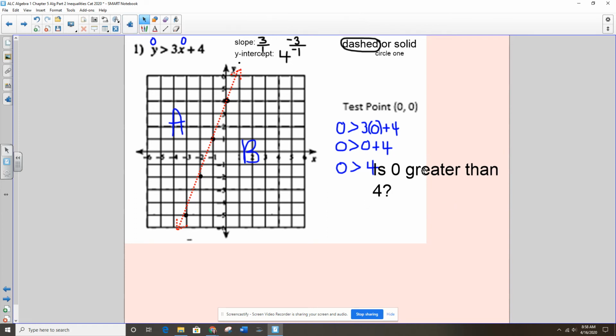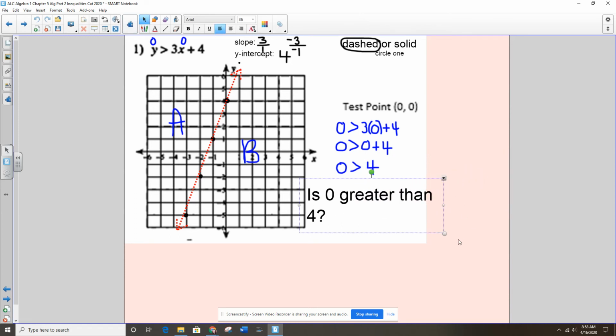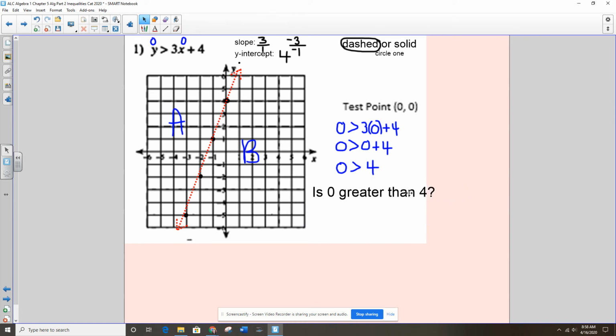So we just built ourselves a true-false question. If it's true, then we shade where 0, 0 is, and if it's not, we avoid 0, 0. At this point I almost said like the plague, but these days we don't make jokes about the plague. So is 0 greater than 4? No, it's not. So this isn't actually true. Sometimes I like to put a slash through it to show myself that it didn't work.